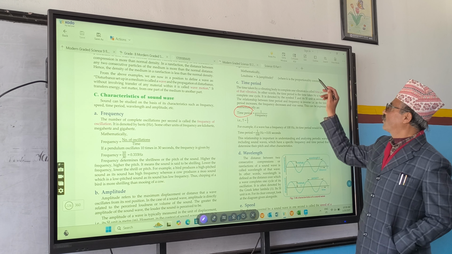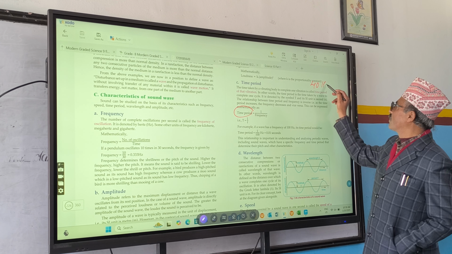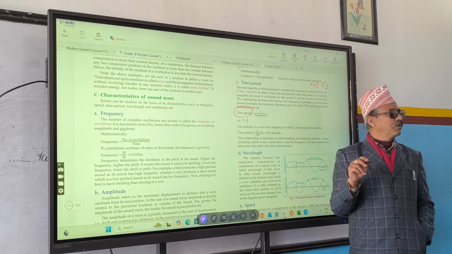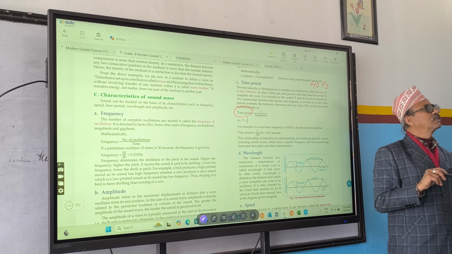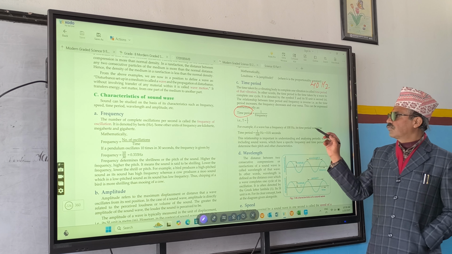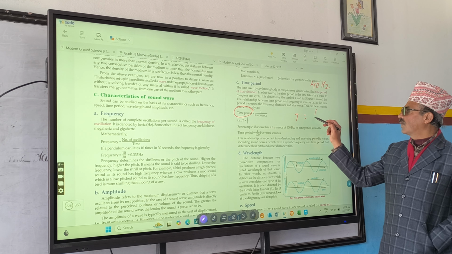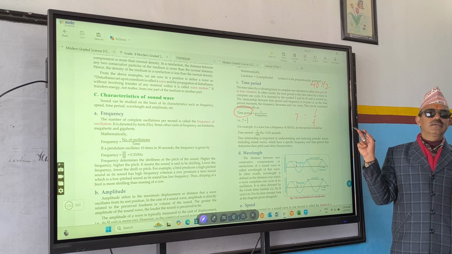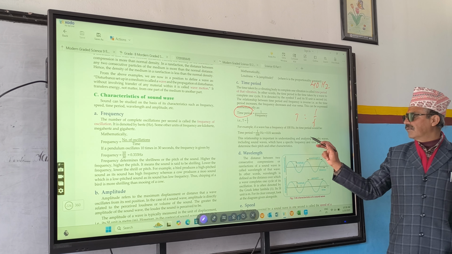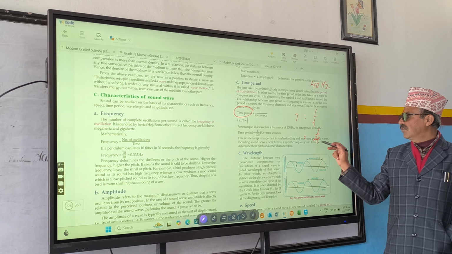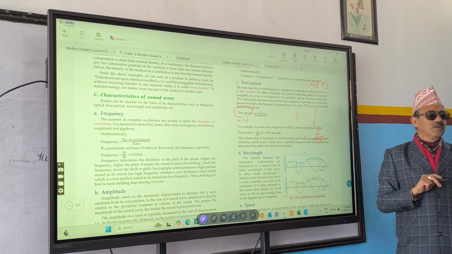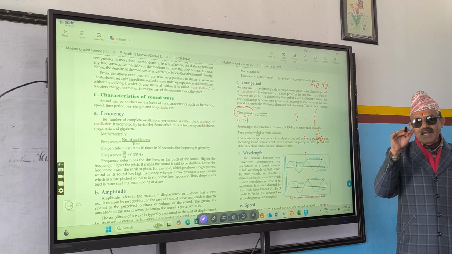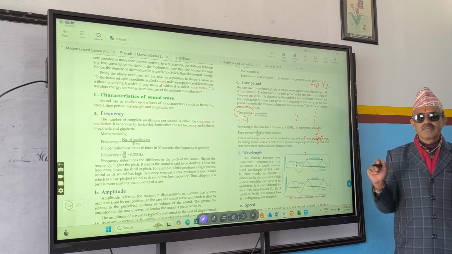If the frequency is 40 Hz, what is the time period? To find that, T equals to, what is the formula? Children, pay attention here. T equals to 1 by F. 1 by F means 1 by 40. How much does it come? Without a calculator, can you find the answer?